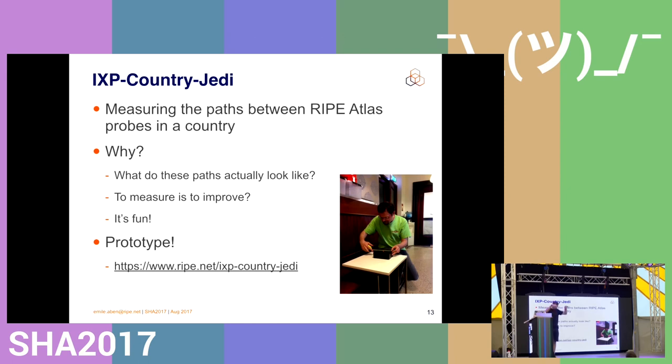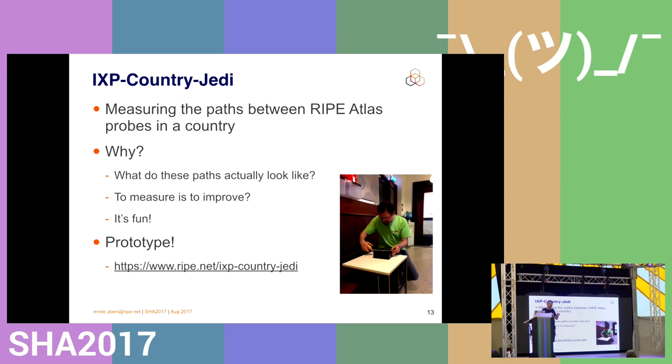So there's two devices, or three, a group of devices in a country, and you just do a mesh of these traceroutes in between. The traceroutes will have the path that is taken, and if you do a mesh, it also has the back path, and it will have all the intermediate hops. So you can determine all kinds of interesting things about that path.